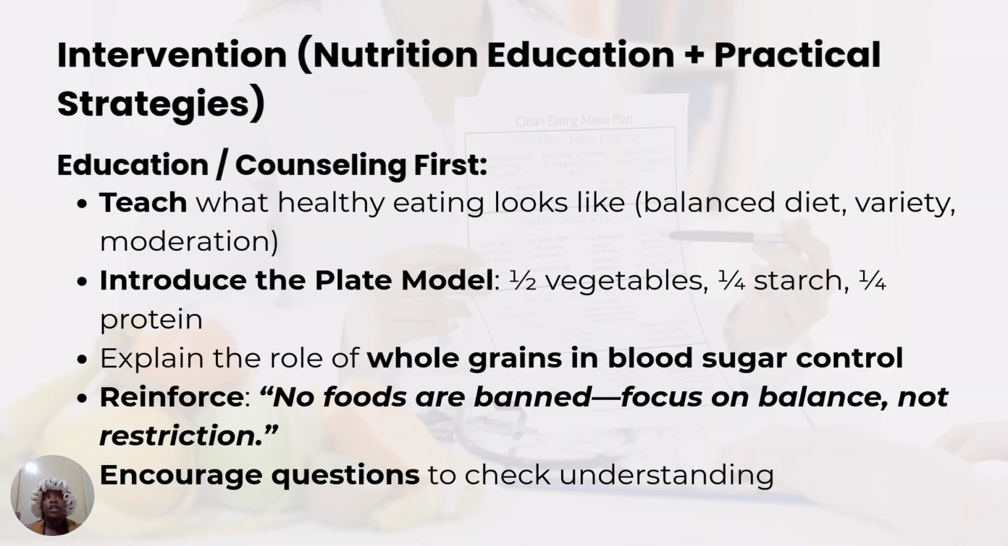So for the intervention, I divided it into two. We're going to start with the nutrition education and practical strategy, because for me, I believe you have to teach first. Even when you look at the intervention, you usually start with counseling and education before we go to supplements, therapeutic feeds, and all the others. So you start by teaching Mary. You teach what healthy eating looks like. I'm going to teach her how to balance her diet, how to include variety, and how to moderate so that she doesn't feel like she's being starved or having a boring diet.